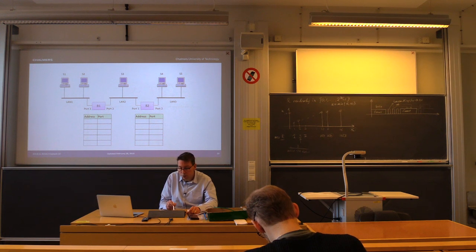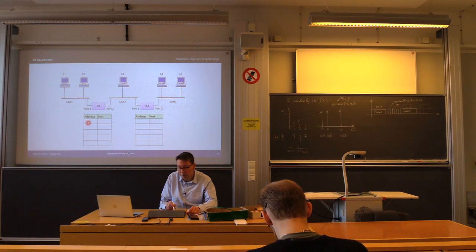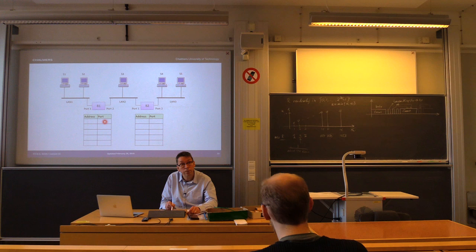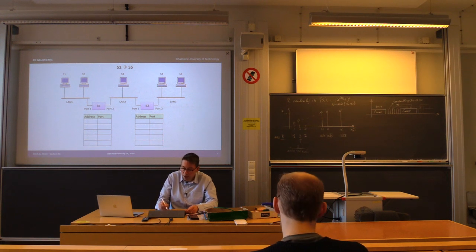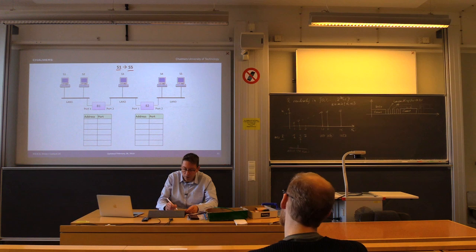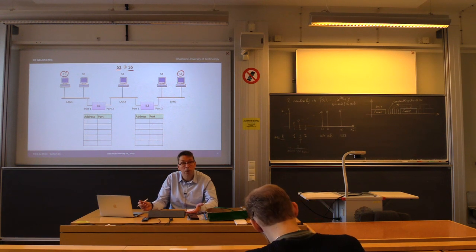So what we would like to do is populate these such that we have a MAC address corresponding to a port where that MAC address is heard. Let me show how this is done. Suppose that there is a frame that is sent from S1 to S5. So we transmit from S1 to S5. That's what we want to do.